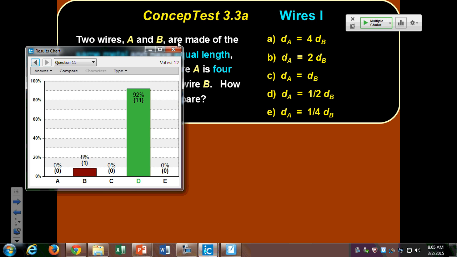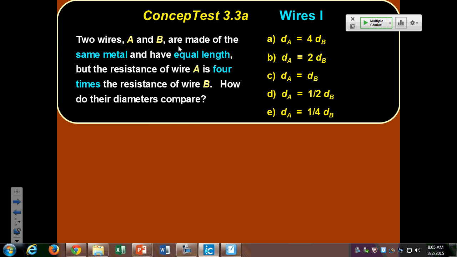This is identical to the other question that we had. If it's 4 times the resistance, that means it's smaller, so that gets rid of A, B, and C. And in order to get that factor of 4, because it's the diameter squared, you have to have a factor of a half. 1 over a half squared is equal to 4.